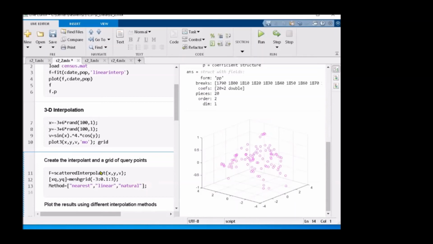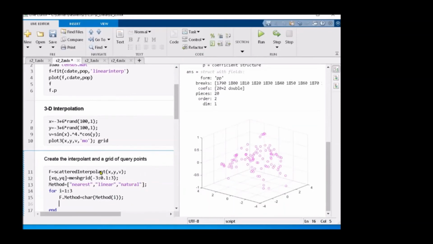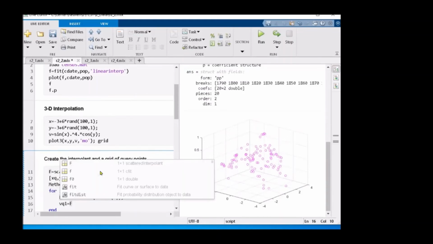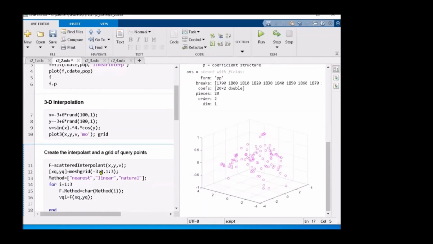Now, how can we plot all of them together? We can do it in a cycle. Let's do our cycle for i from 1 to 3, only three methods. Now we will use our structure F with different method equal to our character from our methods and i. Now for each method we can make this interpolation. Our interpolation will look like this, F from xq, yq, and that's enough, it's the interpolation.